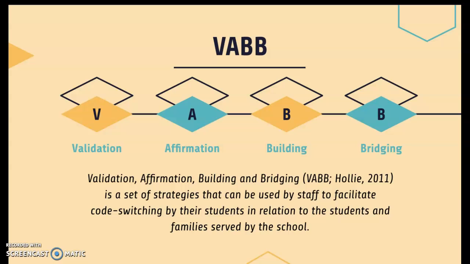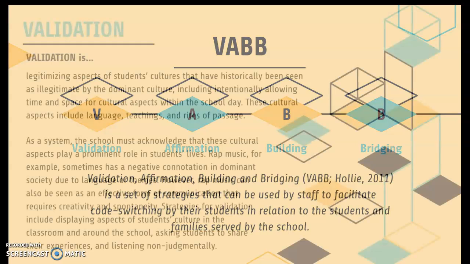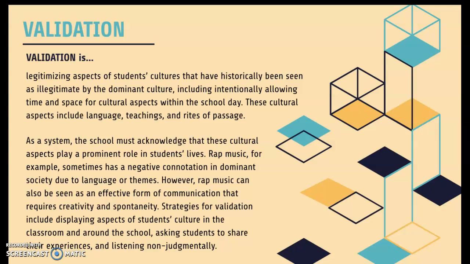Validation, affirmation, building, and bridging, as the cultural responsiveness field guide states, is a set of strategies that can be used by staff to facilitate code switching by their students in relation to the students and families served by the school, right? So this is the way to help bridge some of those gaps between the home and community environment and school, right? When there's a bit of a gap between what those expectations might be. So let's dive into each one here, and after each one we'll have a moment to be able to share with each other and kind of reflect on it, okay?